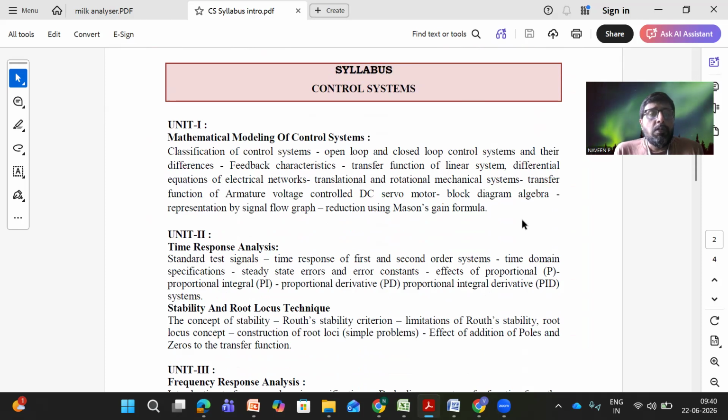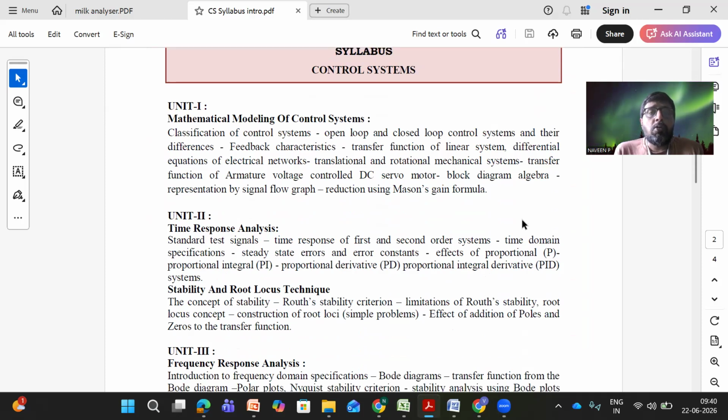Unit 1 has mathematical modeling of control systems. In this, first we'll discuss the classification of control systems. There are 11 to 12 classifications of control systems, out of which we have the basic classification as open loop and closed loop control systems. There, we need to discuss the differences, advantages and disadvantages of open loop and closed loop control systems. After that, we need to discuss the feedback characteristics.